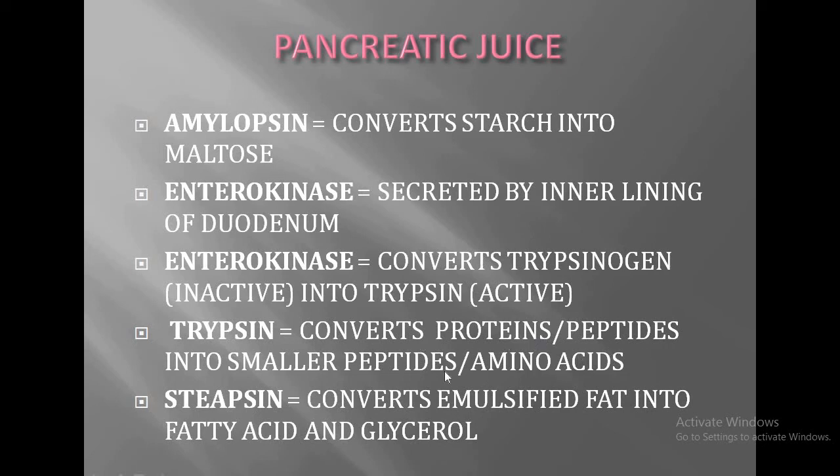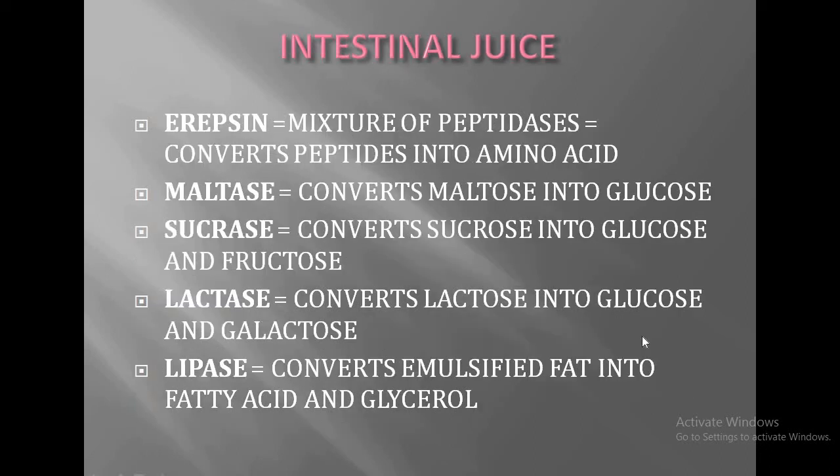Trypsin will convert the proteins or the peptides into smaller peptides and amino acids, and steapsin will convert the emulsified fat into fatty acid and glycerol. So here you are observing that the digestion of fat is completed over here. The only components left are maltose, which again has to be digested into monosaccharide, and the peptides, which have to be digested into amino acids.